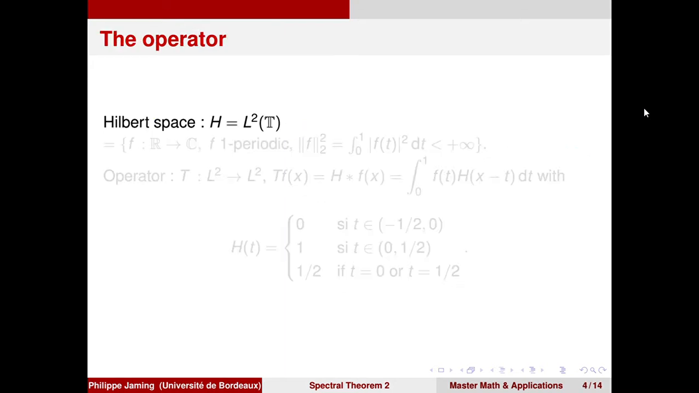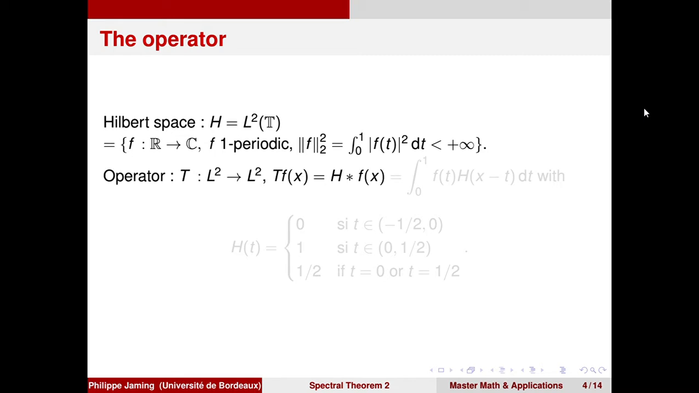The Hilbert space is therefore L2 of T, which is the set of one-periodic measurable functions such that the L2 norm over a period, here 0 to 1, is finite. And recall that when you integrate a periodic function over a period, no matter where the period starts, you get the same result.